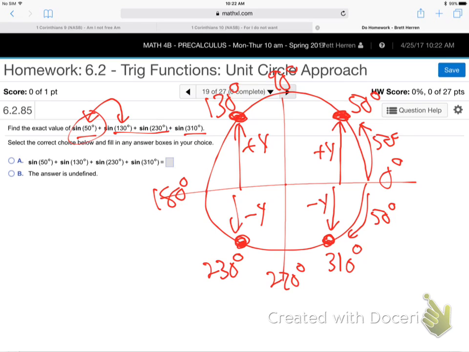I'm sorry, what do you say? If you look at the degrees altogether, it adds up to 720. Gotcha. And so that's 2 full revolutions around, which takes you to the sine of 0. Yeah, it lands in the point (1, 0), and the sine of that point right there is 0.